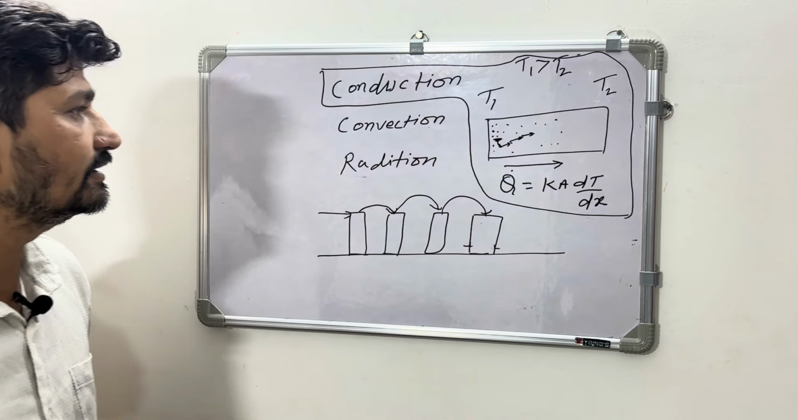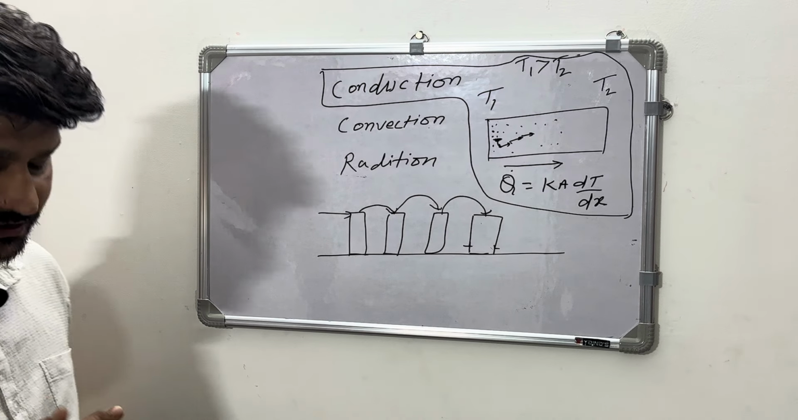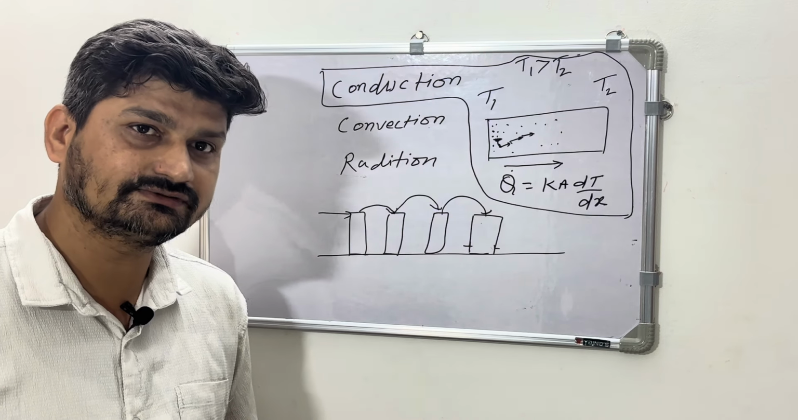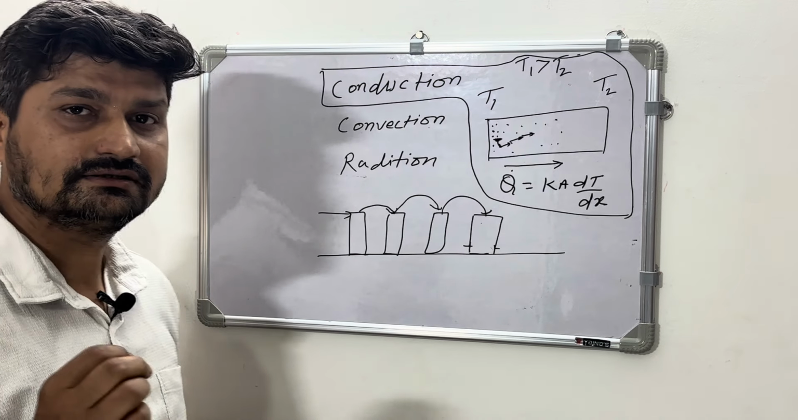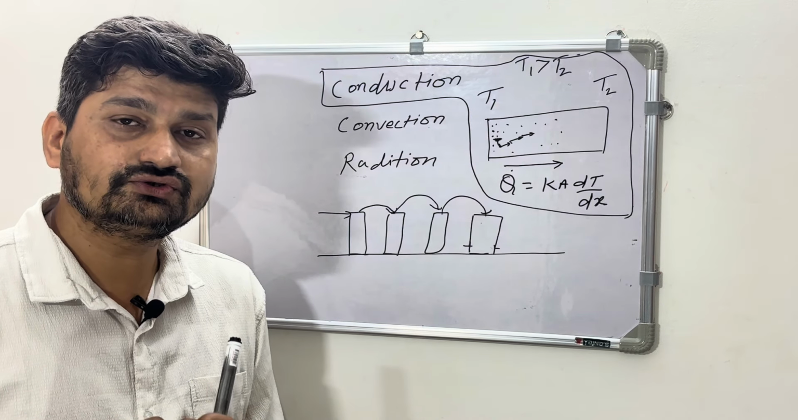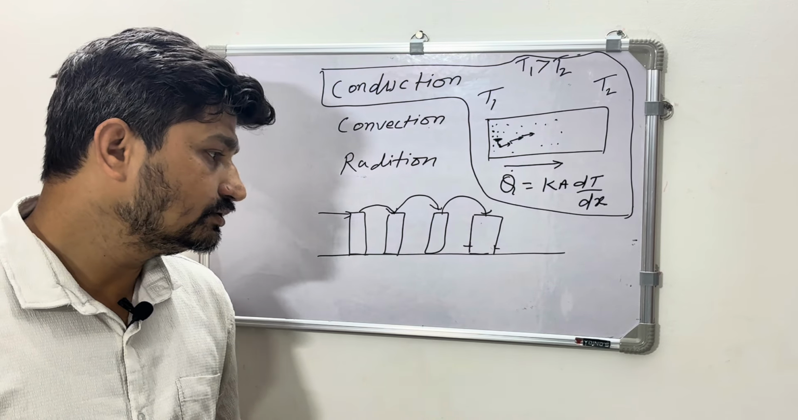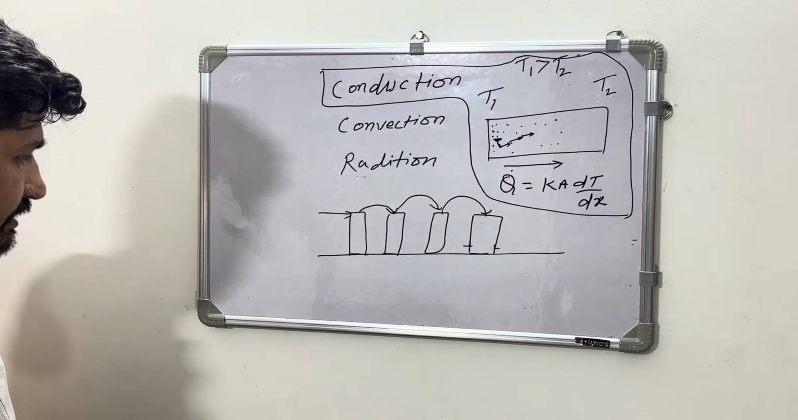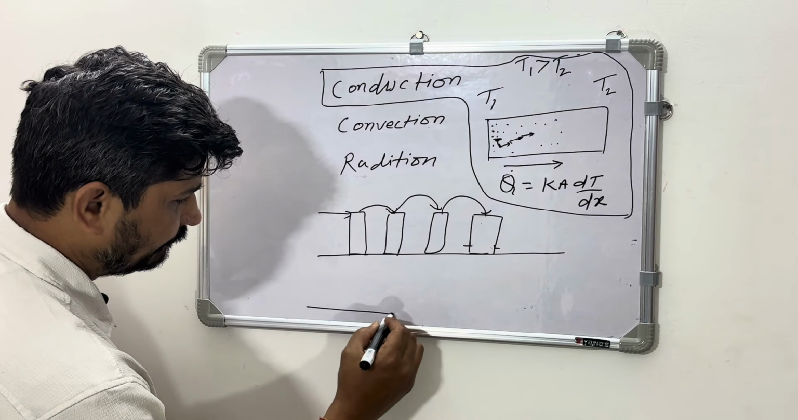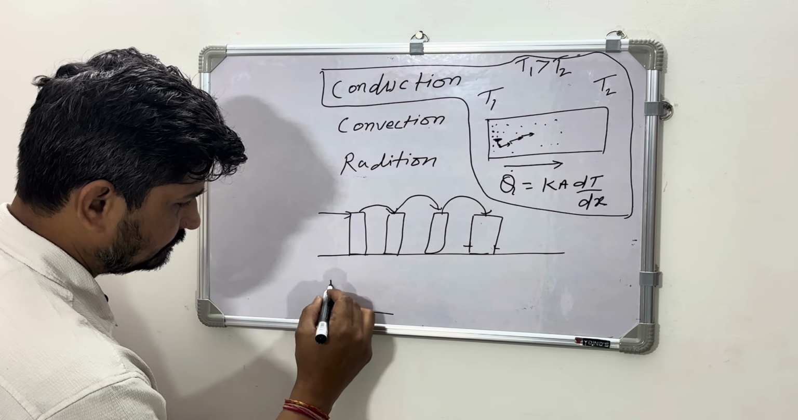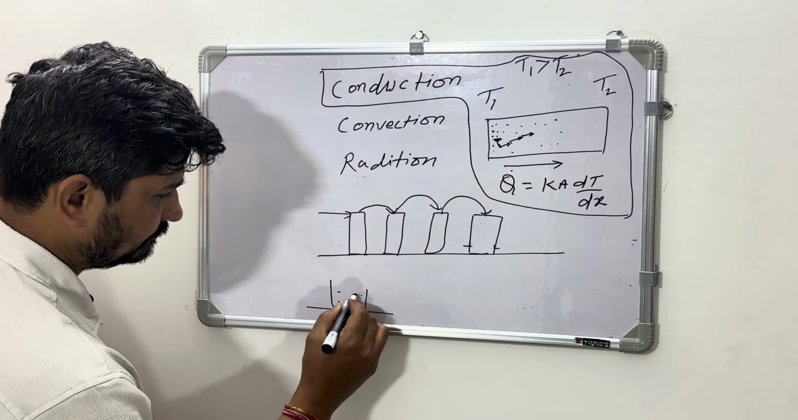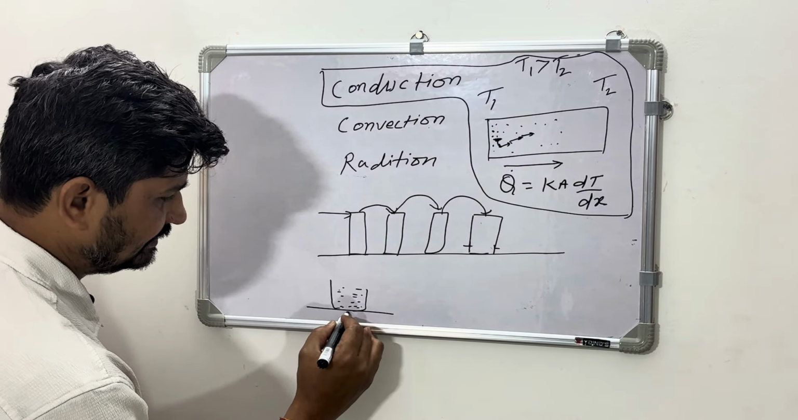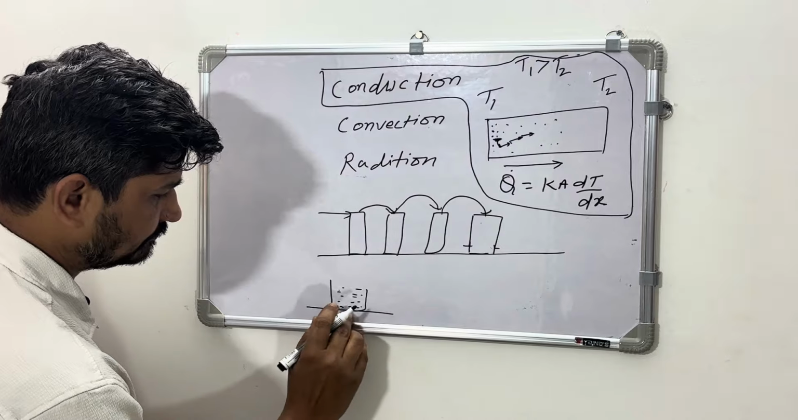Now, what is convection heat transfer? Convection heat transfer, or convective heat transfer, is the heat transfer where there is actual movement of molecules. To understand this, I will explain with an example. Suppose we are making tea, and this is water. Heat is applied at this location.